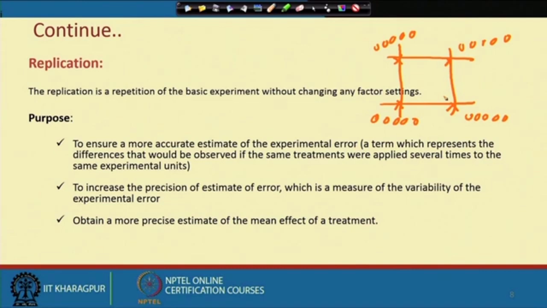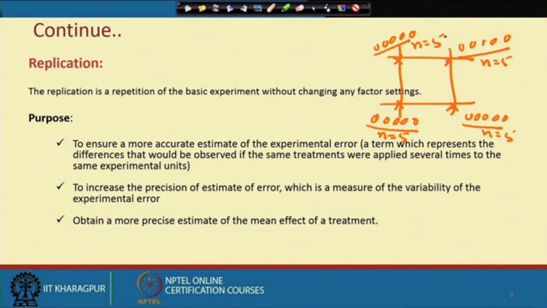After completion of the experiments, you will find 5 observations for this identical setting, another 5 observations for this identical setting, and so on for each setting. This is known as replications, n equal to 5. So, what do we write? The replication is repetition of the basic experiment without changing any factor settings. These settings you are not changing, here you are repeating this. Again, replication with randomization you will be doing.